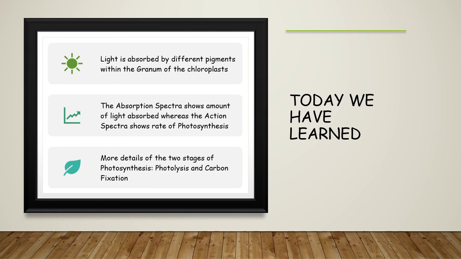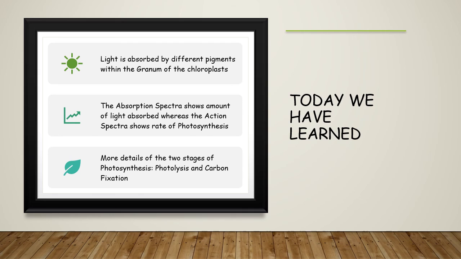And that's us today in our discussion about photosynthesis. We've talked about light being absorbed by different pigments within the granum of the chloroplasts. So not just chlorophyll, we're now talking about chlorophyll A, chlorophyll B, xanthophyll and carotene, which are all capable of absorbing different wavelengths of light.